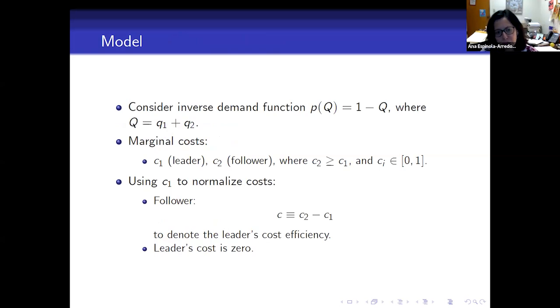Here we will consider an inverse demand function in which capital Q is the aggregate product. The marginal costs of the leader and the follower are considered to be different; we are allowing for asymmetry. An important definition is the marginal cost for the follower: we define it as the difference between the marginal cost of the follower and the leader. We will consider that the leader has a cost equal to 0. We will just normalize that, and we will define this as the leader cost efficiency. This is important because this will allow us to identify the leader's cost advantage at some point.